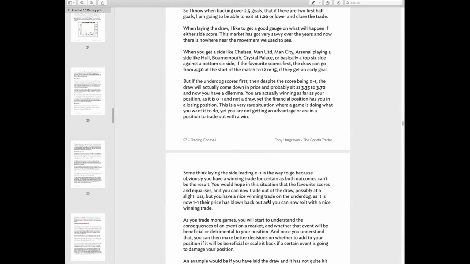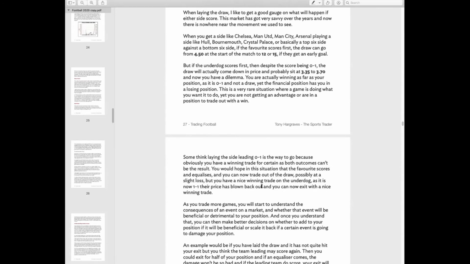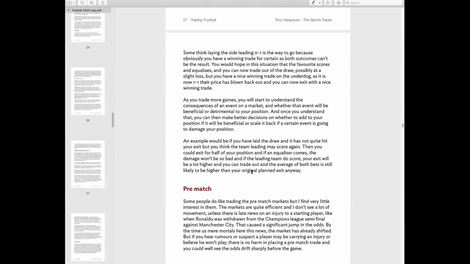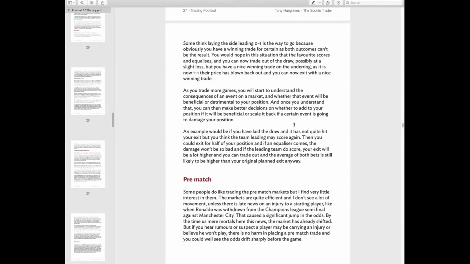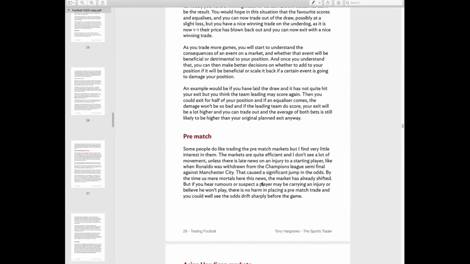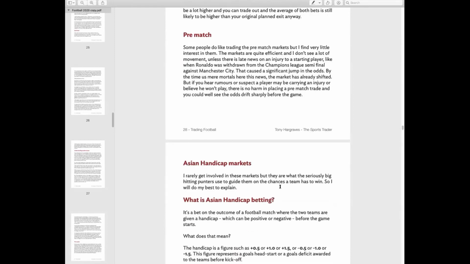But again, the weather was atrocious. So if you'd known that before kickoff, you might think, you know what, I'll scale down my bet a bit or I won't do it. I can't see them scoring 3 goals in this weather. But it is what it is. We did it, and that was the outcome. So as you trade more games, you'll understand the consequences of a market and how that'll be beneficial or detrimental to you.